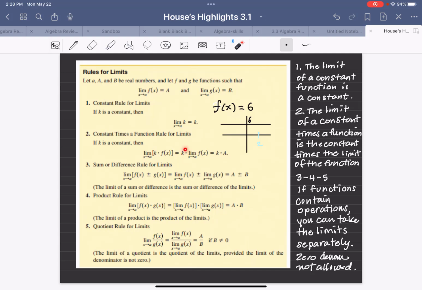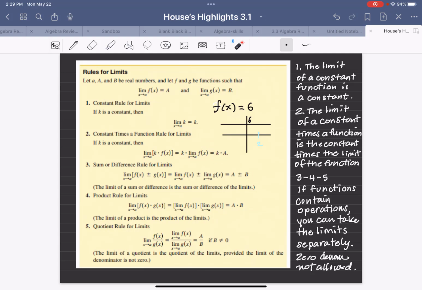Now, if you have a constant times a function, the limit of a constant times a function is the constant times the limit of the function. So in other words, you can take this k completely out and just deal with the limit of the function, and then once you get that, you can multiply it times the constant.